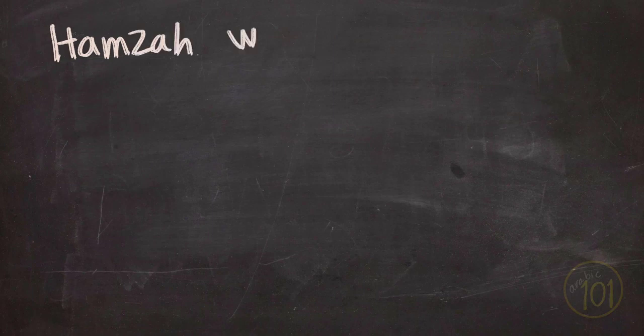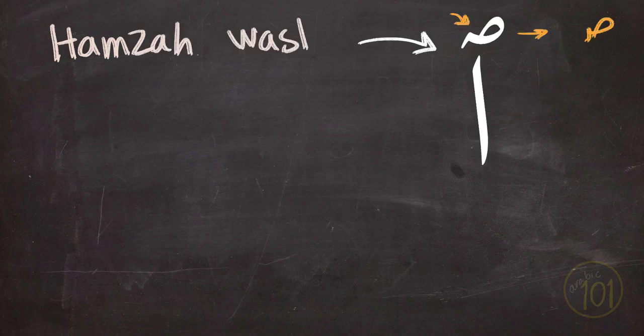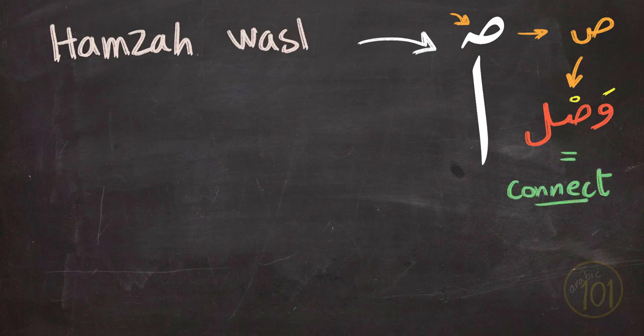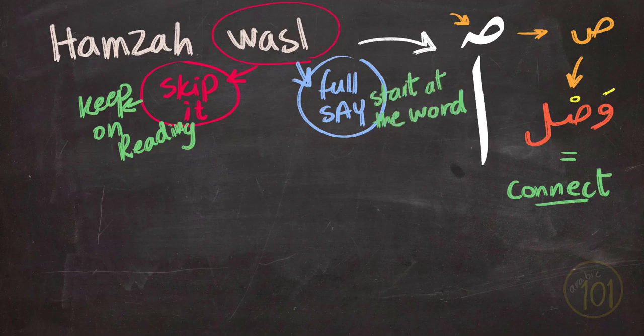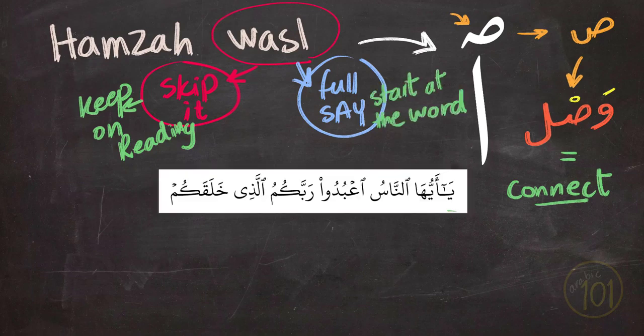The second type of Hamza is Hamzat Wasl, which has this sign on top. This sign is a small sad, and it stands for the word wasl, which literally means connect. As the name suggests, Hamzat Wasl disappears when you connect it and keep on reading, but it is fully pronounced if you start at the word, like in these examples.